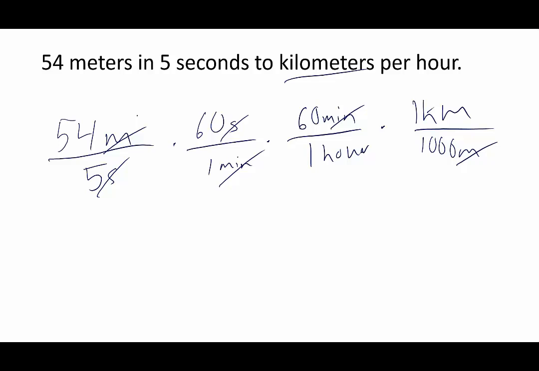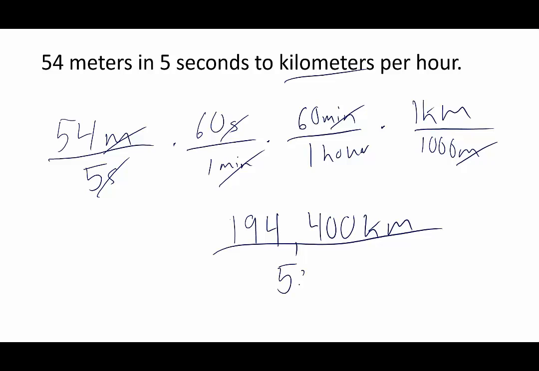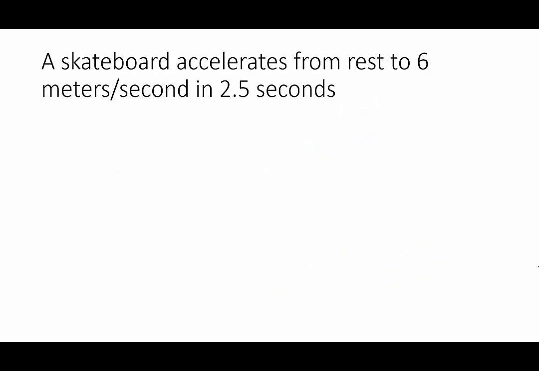54 times 60 equals 194,400 kilometers in 5,000 hours. So for this one, it's pretty simple division. 194,400 divided by 5,000. We get 38.9 kilometers per hour. All right.